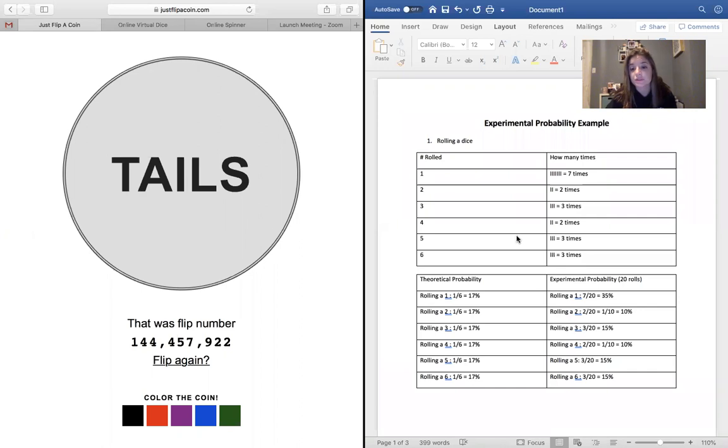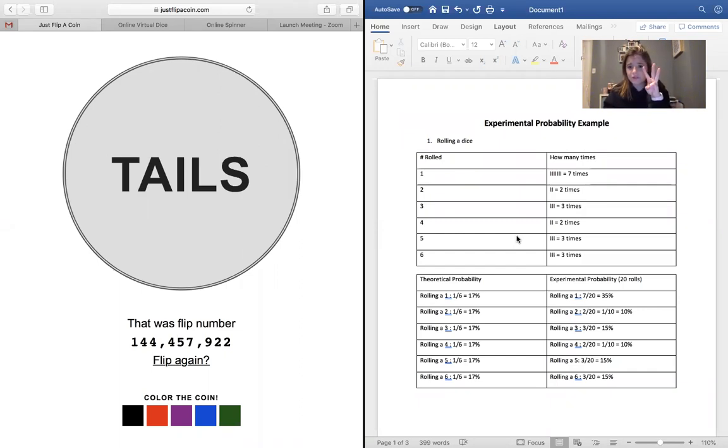You're going to be doing your own experiments and you're going to see what your experimental probability is. It's going to be different than other people in your class, and it's going to be different than mine, what I'm going to show you here. I've already done them all, but I'm just going to show you what I did.